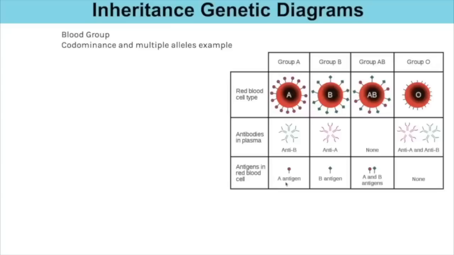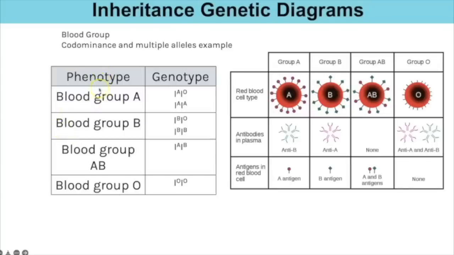Looking at the inheritance of blood groups is an example of multiple alleles and codominance. So here we have the phenotypes that are possible of the different blood groups. Now you don't need to know this. If they wanted you to work out anything to do with blood groups, they would have to give you some information so you could work it out. It's not on the spec, you don't have to know the blood groups. It's just a really common example to test your understanding of codominance and multiple alleles.